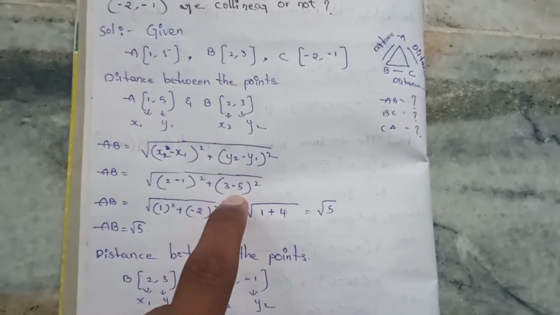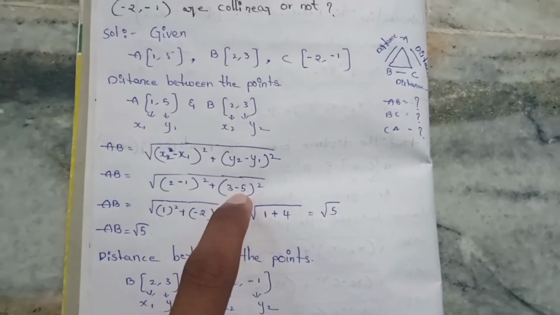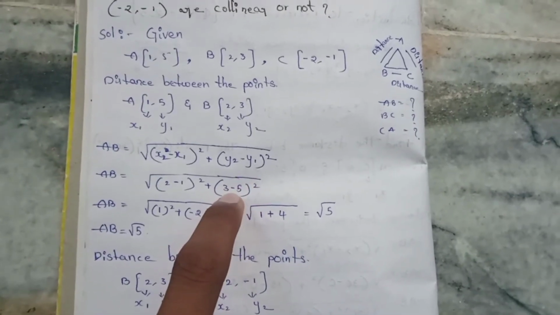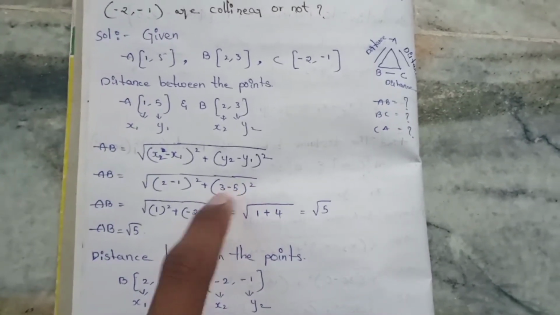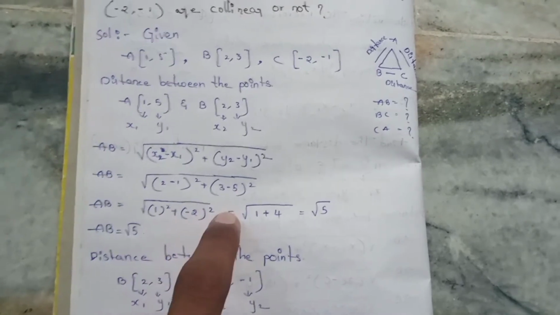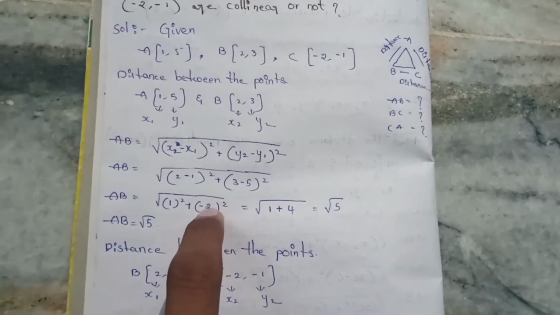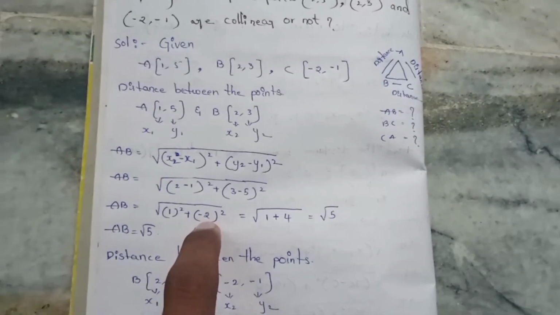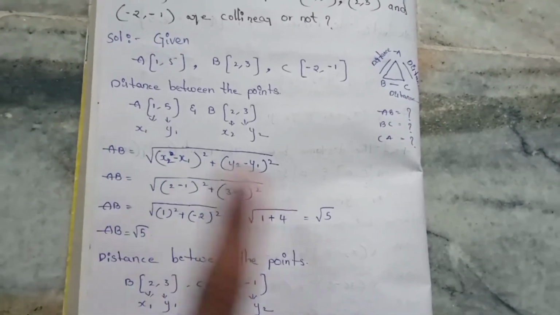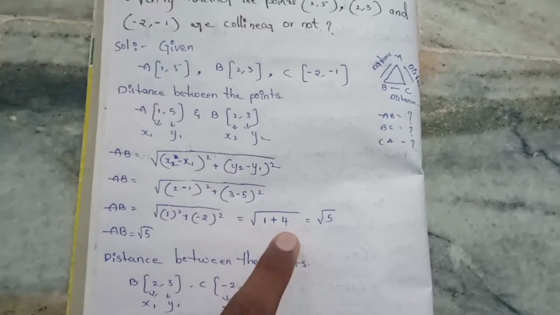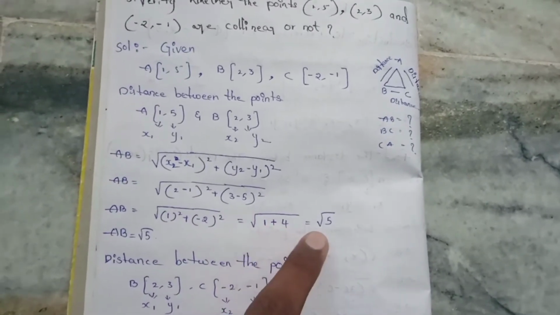The sign of the greater number is taken as minus. So 5 is the greater number, and which sign is there? Minus. So minus 2 whole square is equal to, 1 square is nothing but 1. Minus 2 whole square is nothing but minus 2 into minus 2, that is 4, because minus into minus is plus. 2 2s are 4. 1 plus 4, root 5.